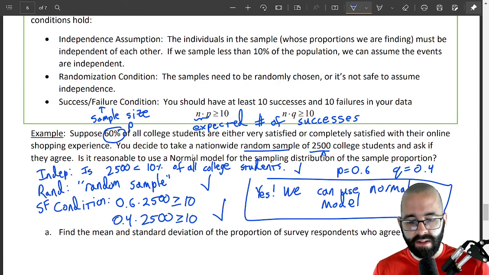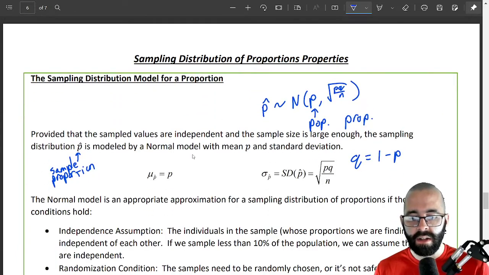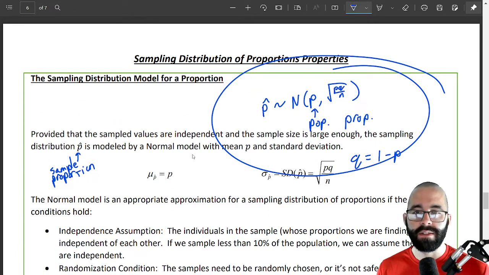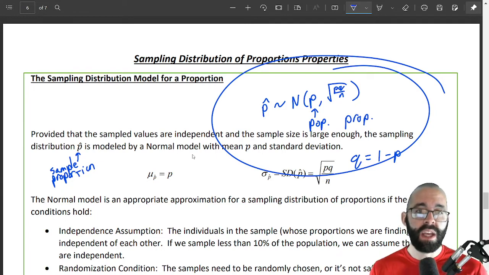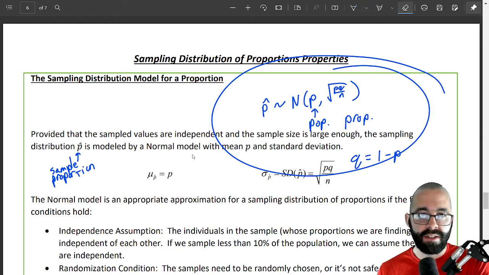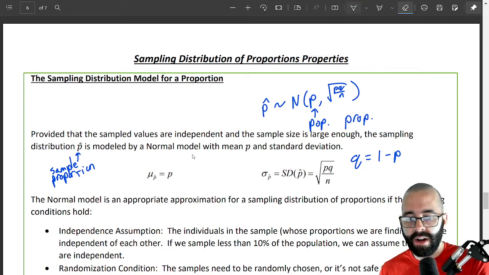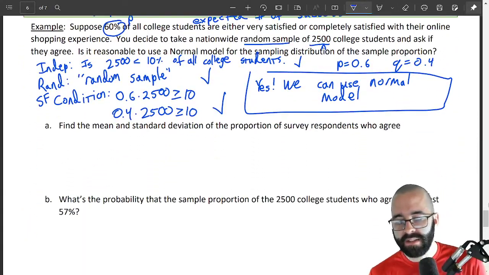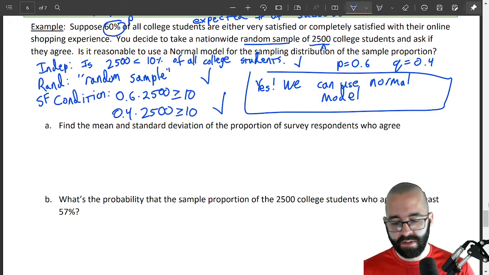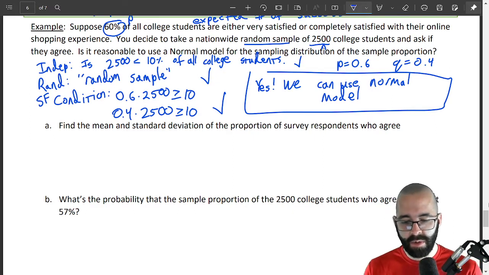And specifically, we're going to use a normal model with these parameters. The mean of our normal model will be P, our population proportion. The standard error, which is the standard deviation of this model, will be the square root of PQ over N. So find the mean and standard deviation of the proportion of survey respondents who agree. Find the mean and standard deviation of P hat.